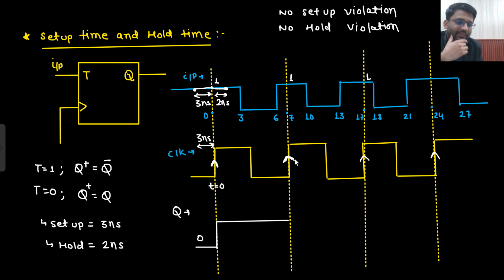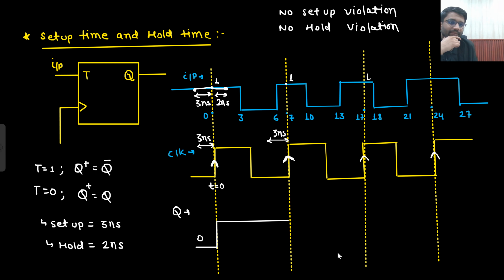Now at the next clock edge, what will it again say? That yes, I am supposed to toggle. But what is my condition? At the clock edge, the input is 1. But it should be stable for the previous 3 nanoseconds because the setup time is 3 nanoseconds. Is it stable for the previous 3 nanoseconds? Just let me know one thing.